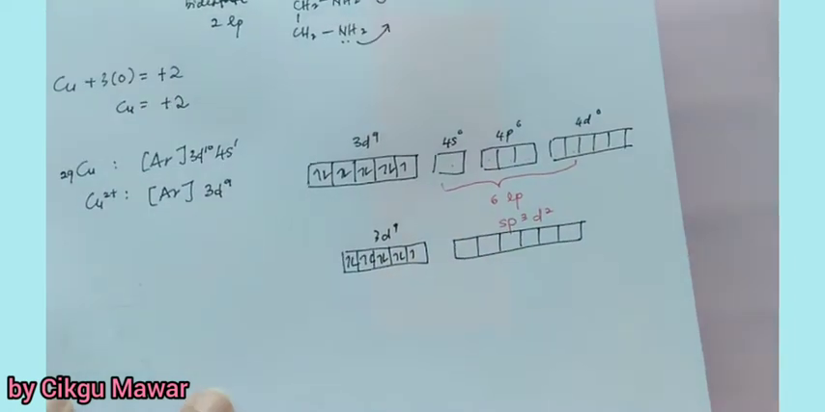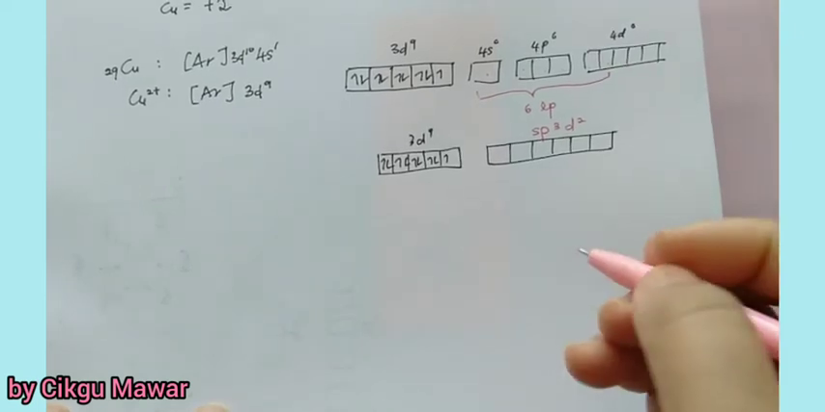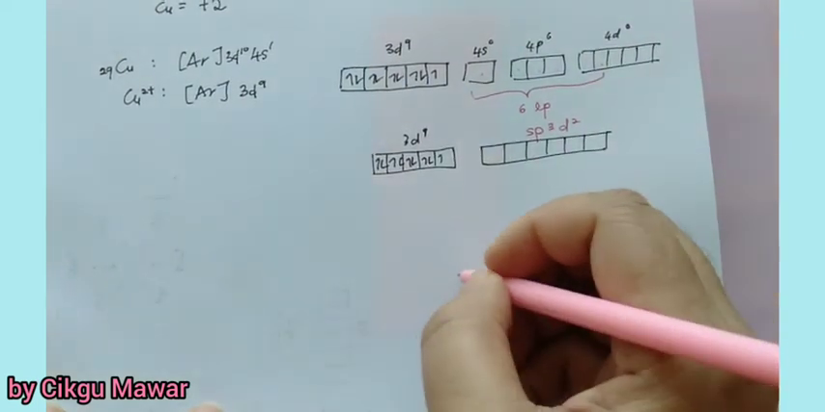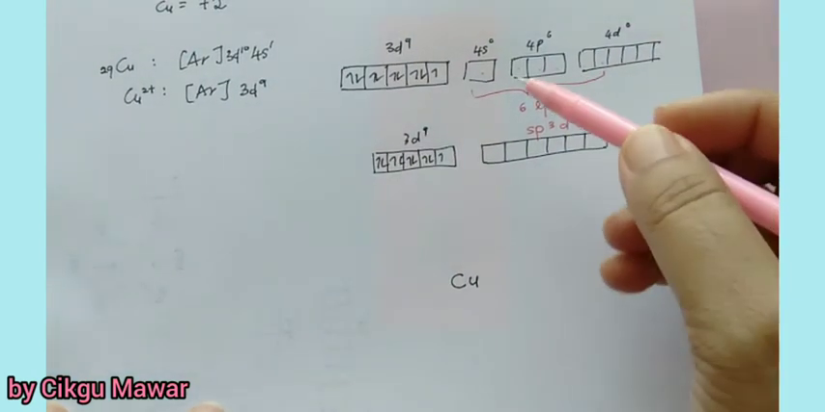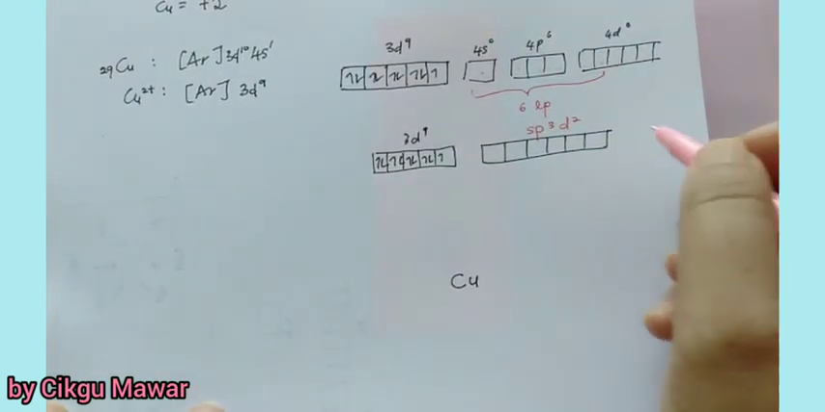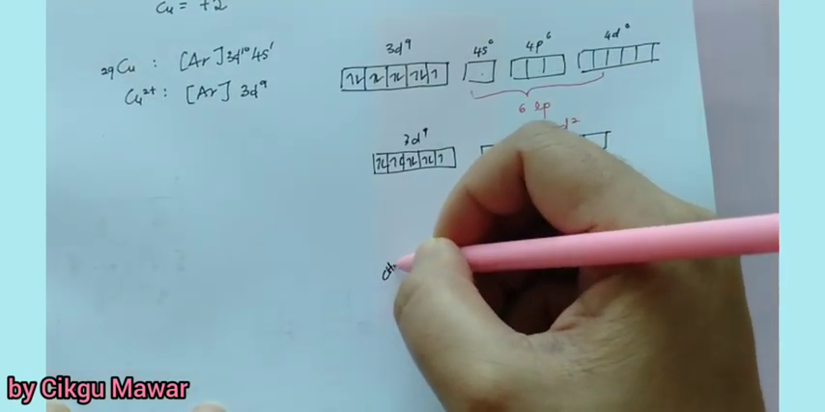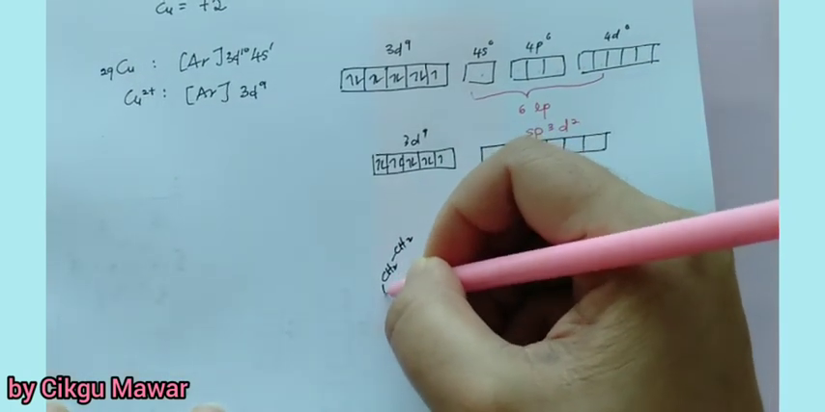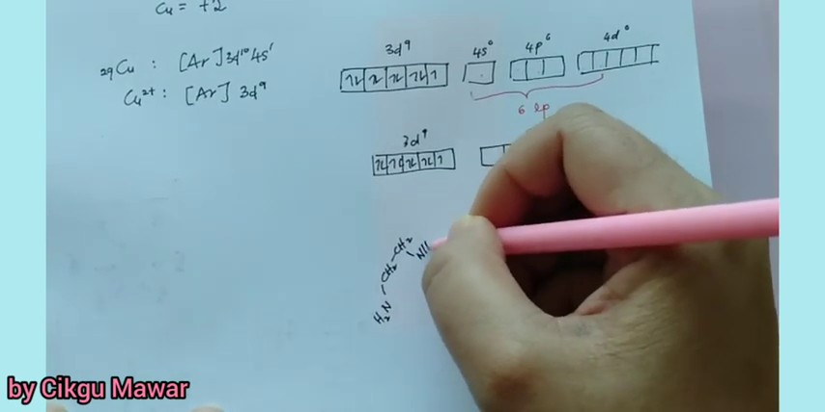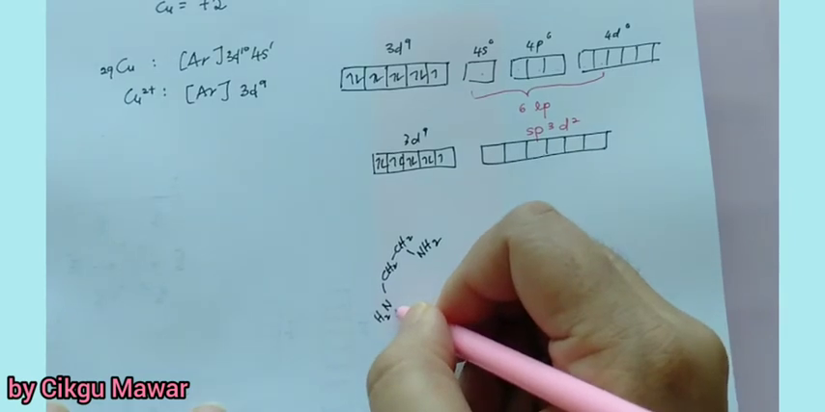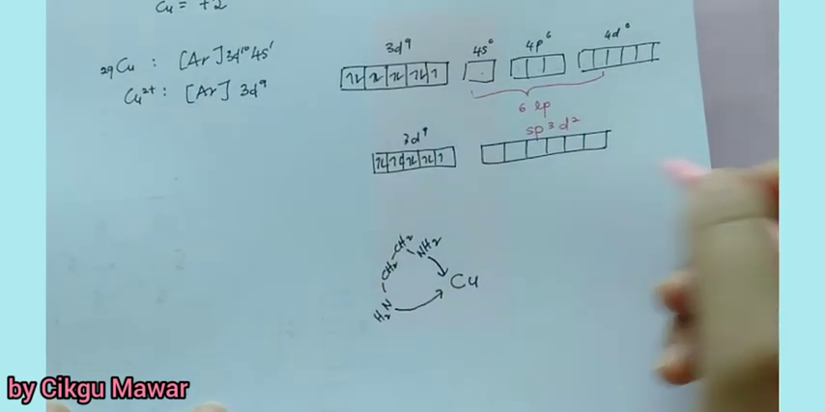So now, let's draw the diagram here. Now we have copper. And then we have 3 bidentate ligands of ethylene diamine. So start here, CH2, and then NH2. NH2. So this lone pair is donated to copper. This is one.